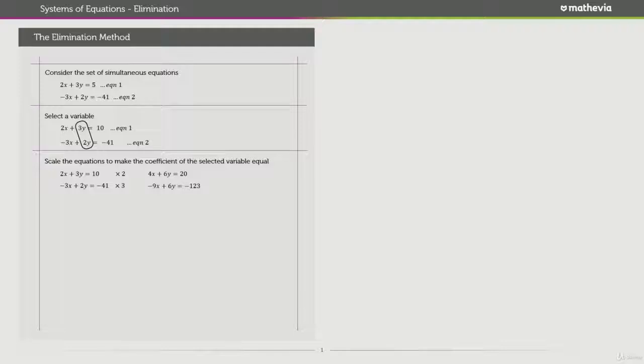So yeah, now that we have that, the next thing we're going to do is subtract equation 2 from equation 1, and this is pretty much where the name comes from.